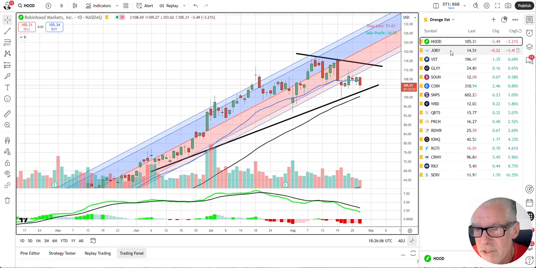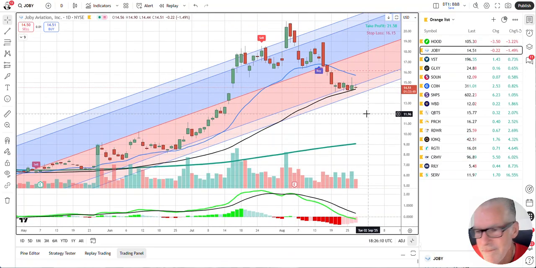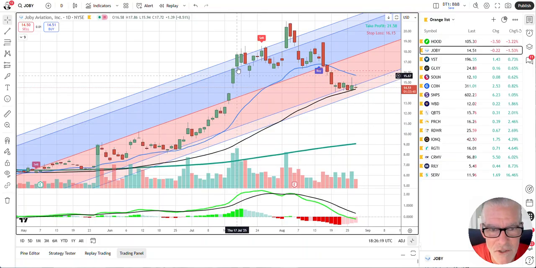Now let's move through because we're not going to have enough time. Joby is probably the one I feel the least good about on my list because of some fundamental reasons, but it is a meme stock. It's a momentum stock, as you can see. It has a small float. I don't know exactly the short interest that it carries, but it might be on the bigger side.